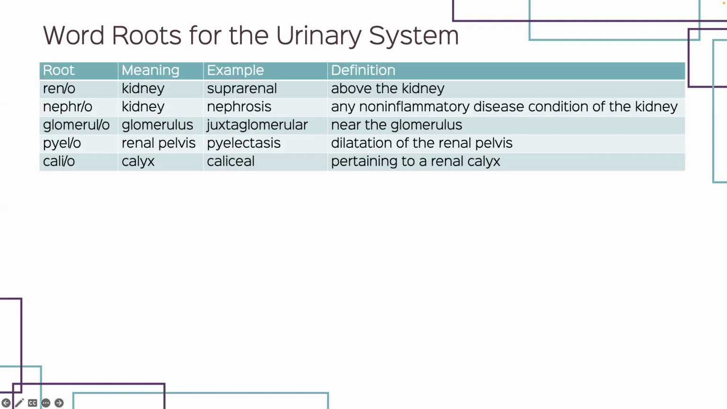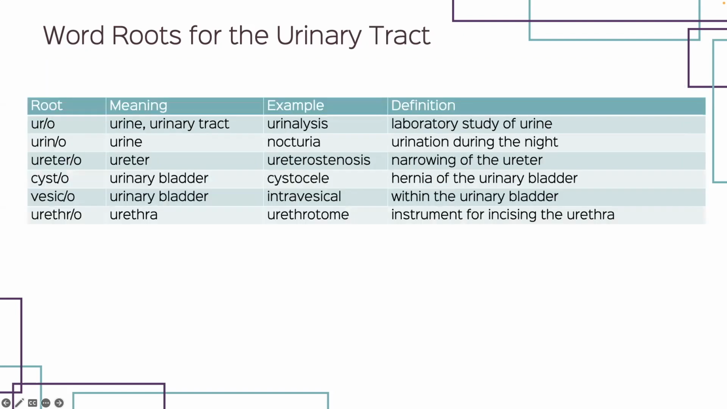So you've got some word roots here. Most of them will look familiar to you. So reno and nephro. And then you've got glomerulo, which is for the glomerulus. Hyalo, which is going to be for the renal pelvis, and then calio for the calix. For the urinary tract, you have uro and urino, which are both for urine, uretero for ureter, cysto for the urinary bladder, vesico for the urinary bladder, and then urethro for the urethra.